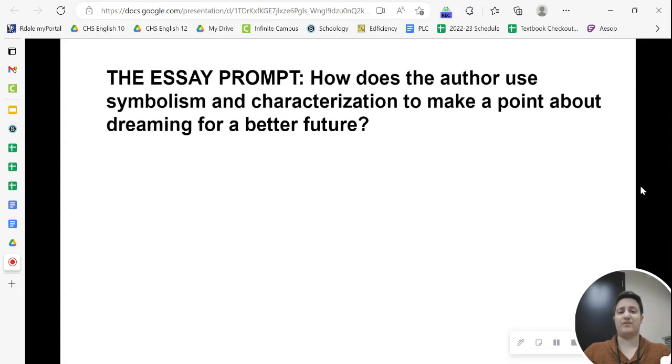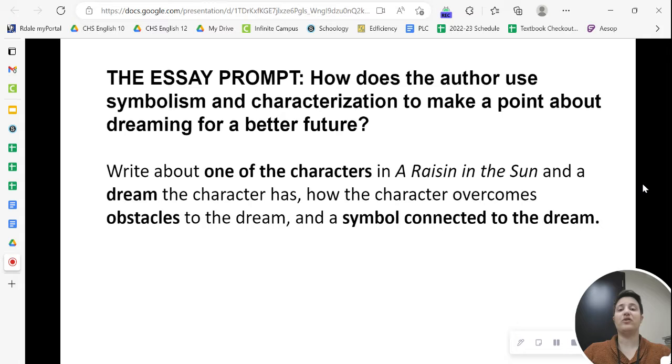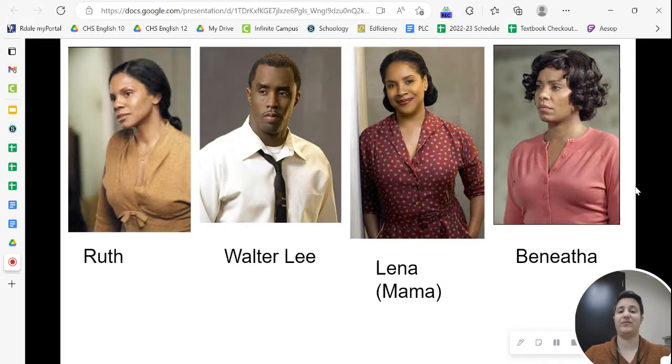So, our essay prompt, and it's not really a full essay, just two paragraphs, is: how does the author use symbolism and characterization to make a point about dreaming for a better future? You're going to write about one of the main characters in A Raisin in the Sun and a dream the character has, how the character overcomes obstacles to that dream, and finally, how a symbol connects to that dream.